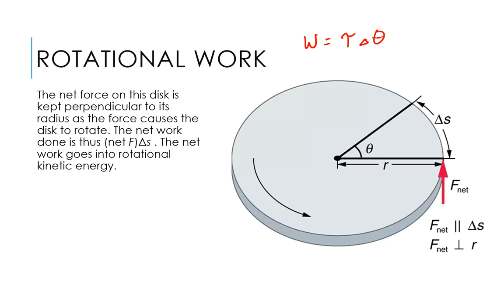Think about the units. What are the units of torque? Newton meters. What's the unit of angle? Radians, which is unitless. So you take Newton meters times radians, and the Newton meter becomes a joule. Why is it a joule? Because it's work now. It's the same unit, but it was called a Newton meter when it was torque. It's called a joule when it's work.